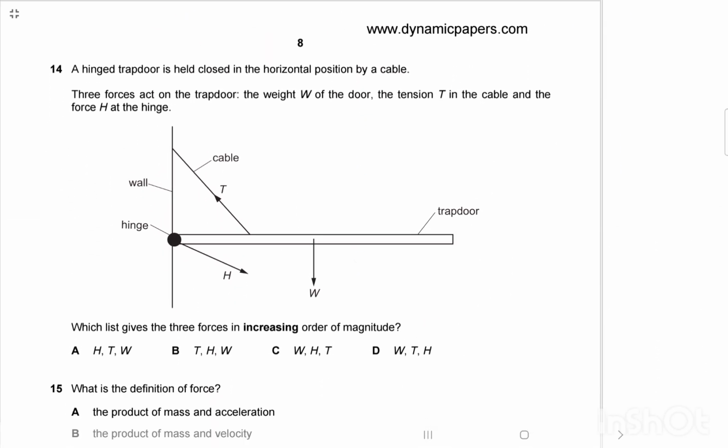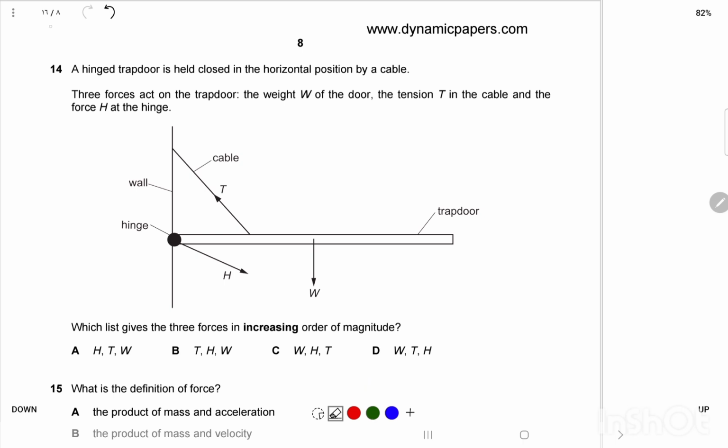Question 14. A hinged trapdoor is held closed in the horizontal position by a cable. 3 forces act on the trapdoor: the weight W of the door, the tension T in the cable, and the force H at the hinge. Which list gives the 3 forces in increasing order of magnitude? So in order to solve this question, I will take some moments.